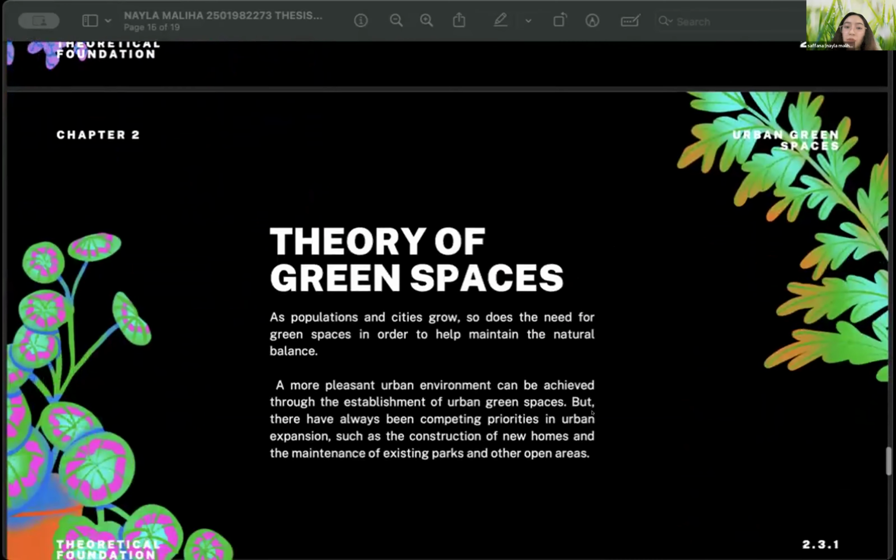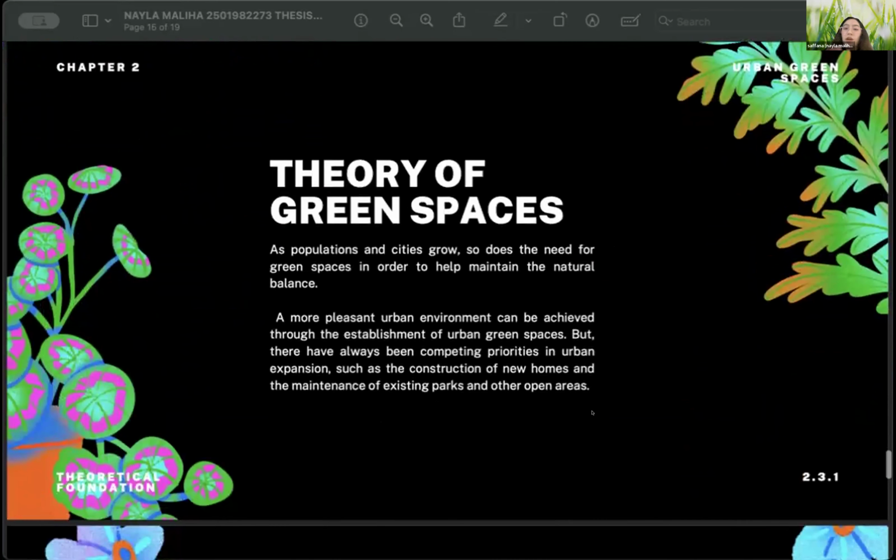So moving on to green spaces. As populations and cities grow, so does the need for green spaces in order to help maintain the natural balance. Living in an area with plenty of parks and other green spaces is definitely beneficial to the community. But of course, there are challenges in priorities in expansion, such as other constructions and then parks and other areas.